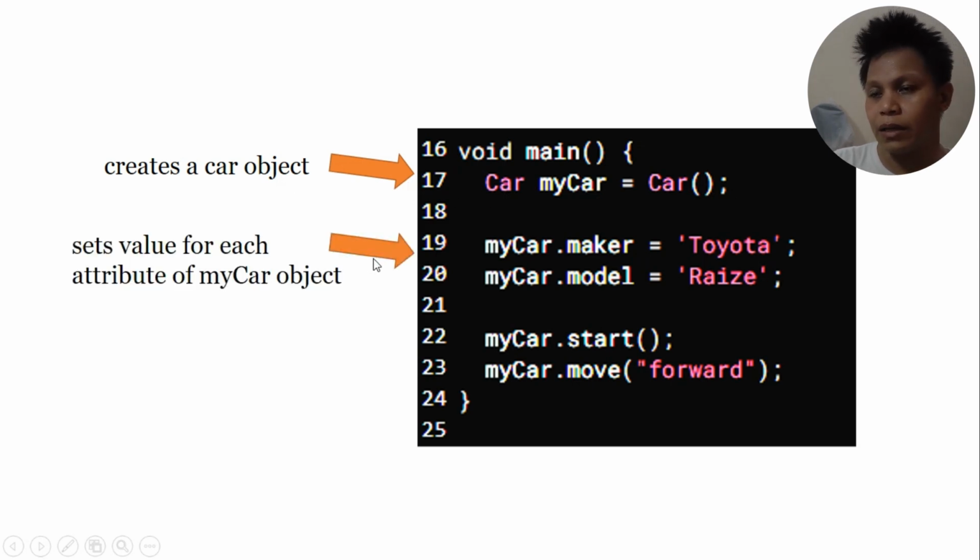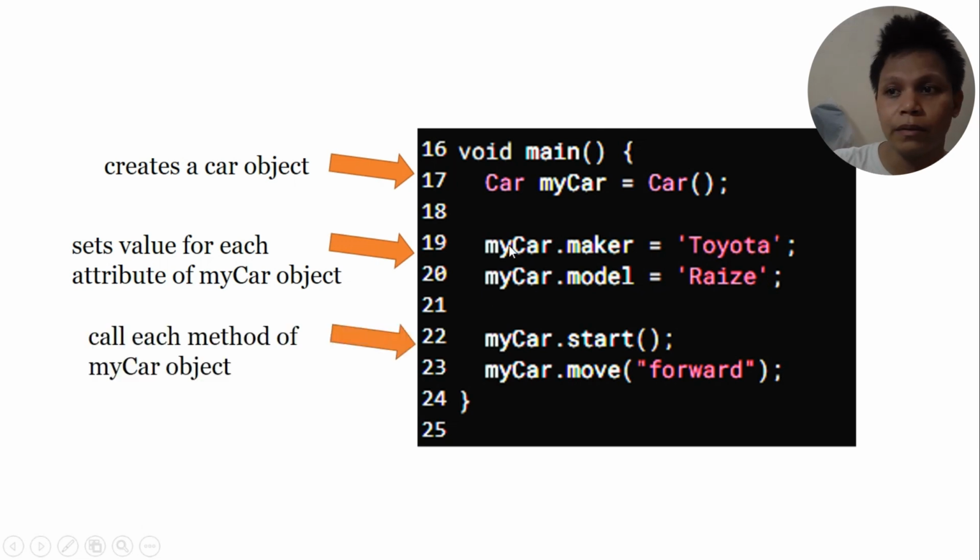Then next, this line 19 and 20, this is where we set the values of each attribute sa my car. So first, my car, okay, the name of our variable, followed by this period, this is a dot by the way, and then maker. Tapos equals to string na Toyota. Okay, by the way, this is single quote. No? You can actually use double quote instead of single quote, but in Dart, pwede ganito. So, yeah.